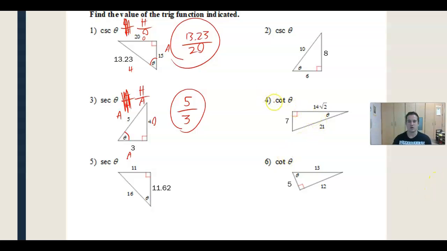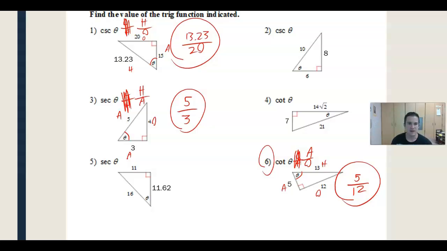Let's do a cotangent one. Let's do this one right here. Cotangent is the opposite of tangent. Tangent is opposite over adjacent, so cotangent is adjacent over opposite. This is adjacent, opposite, and hypotenuse, so cotangent is going to be 5 over 12. So that's a brief rundown on cosecant, secant, and cotangent.